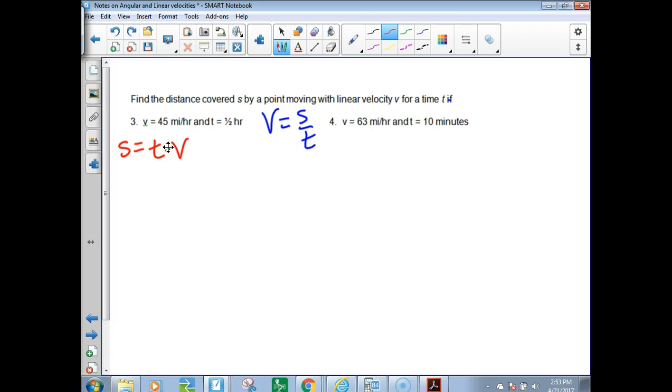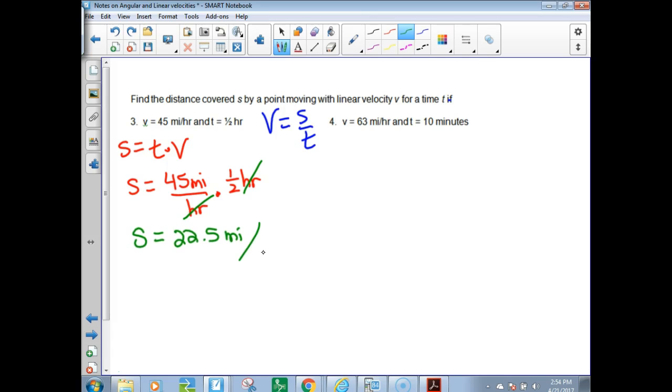TV. So we're going to put in 45 miles an hour times half an hour. The hours would cancel out, and we would do 45 miles times a half, which would give us half of 45 is 22.5 miles per, oh, just miles. The hours are gone. It's the length.